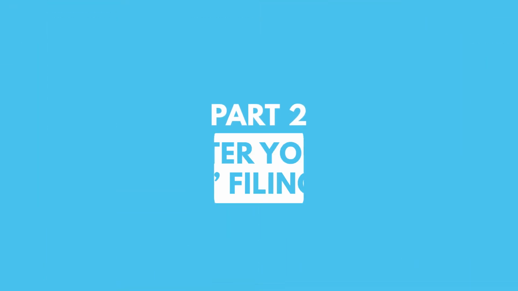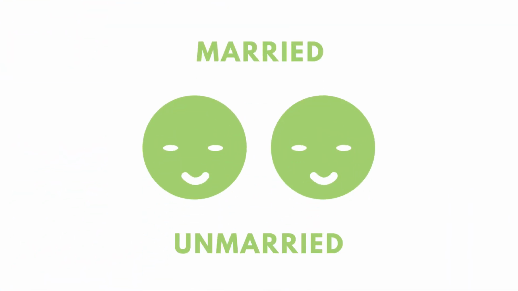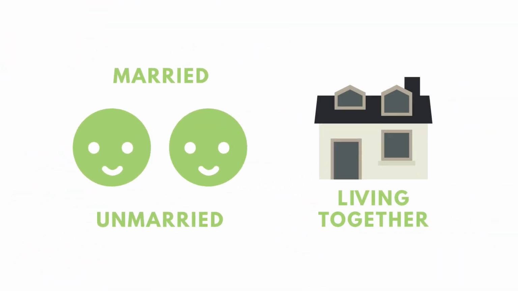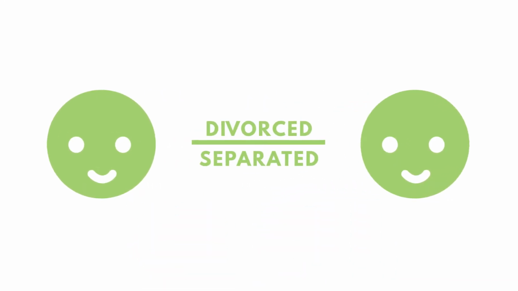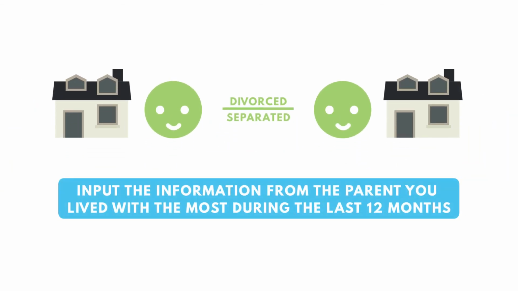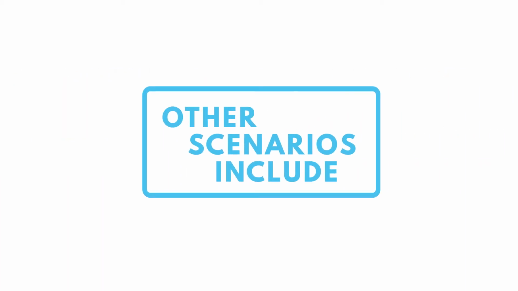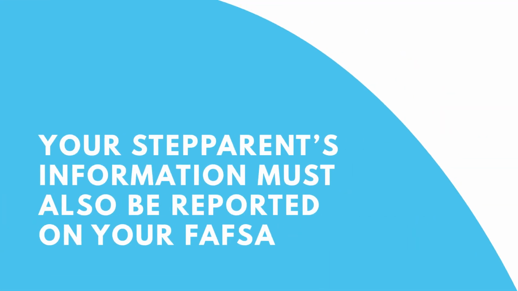Part 2. Enter your parents' filing status. If you use the IRS retrieval tool, this information will already be filled in. As a quick reminder, if your parents are married or unmarried but living together, information from both parents will be required. If your parents are divorced or separated and live separately, input the information from the parent you lived with the most during the last 12 months. Other scenarios include if your parent remarried as of the date you fill out the FAFSA, your step-parents' information must also be reported on your FAFSA.